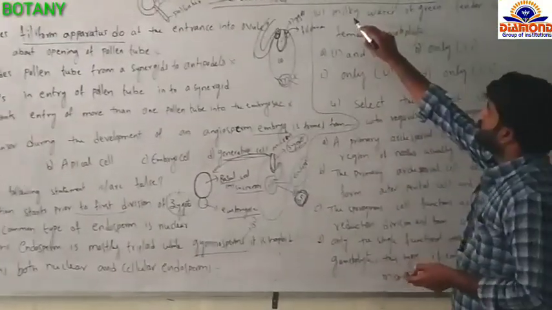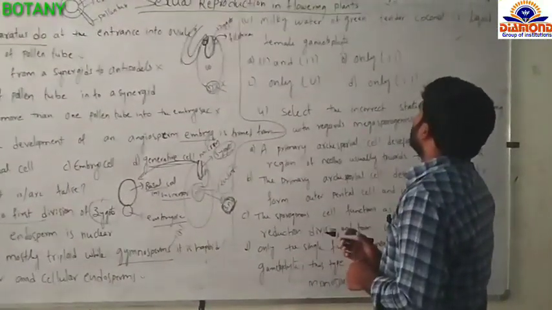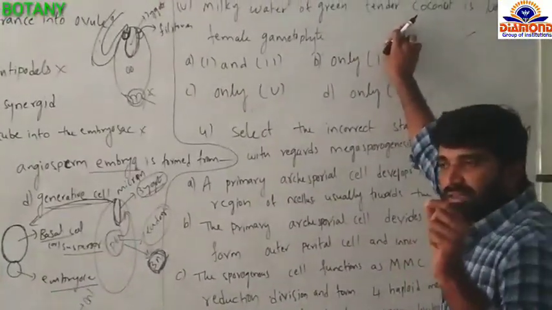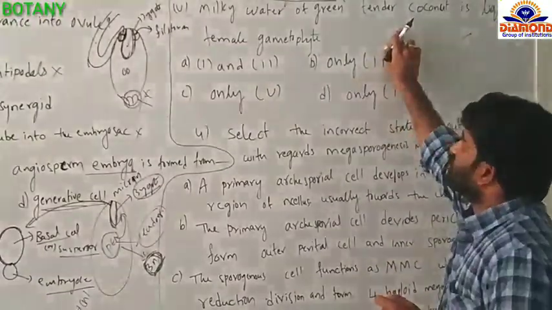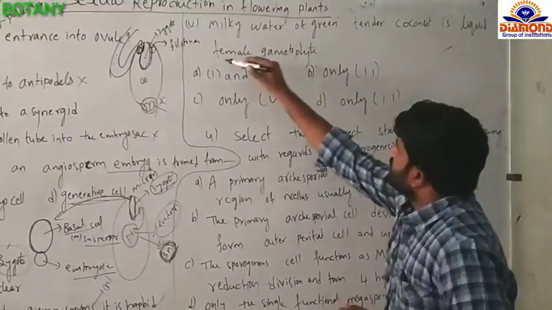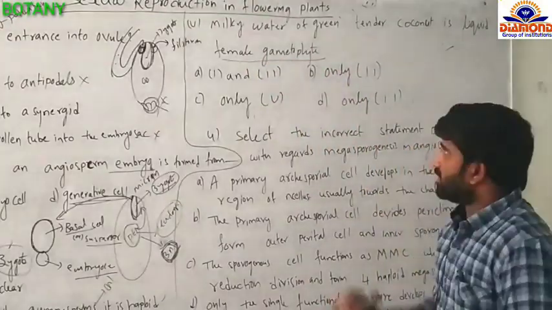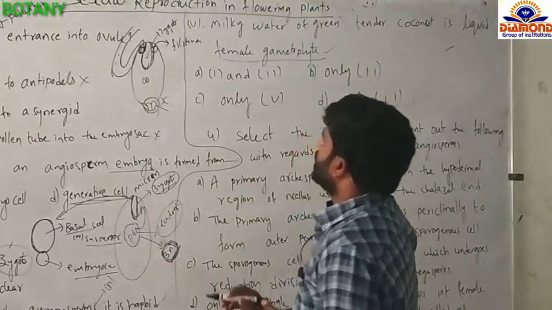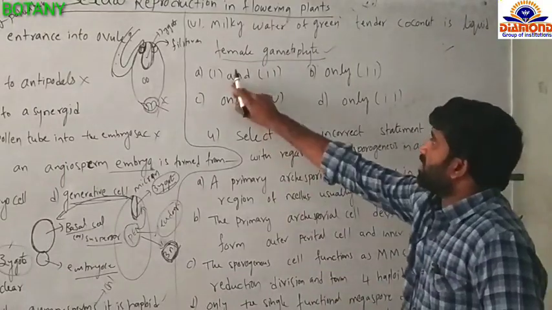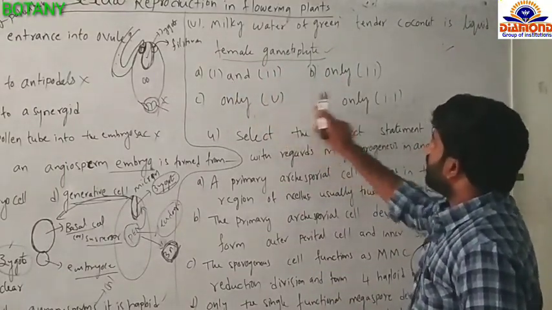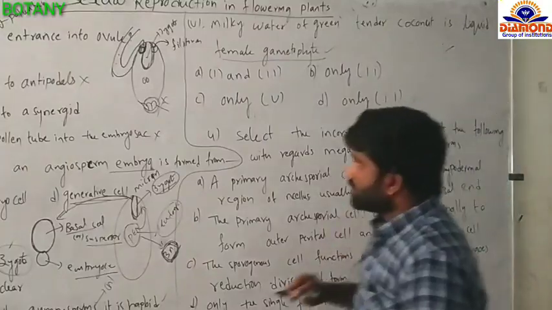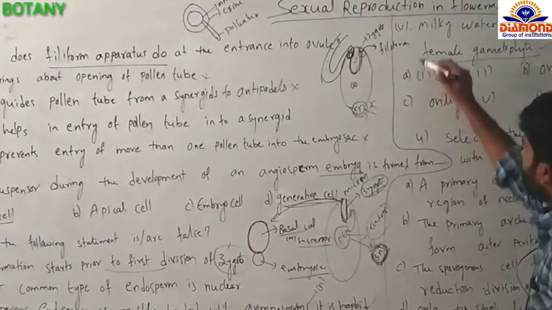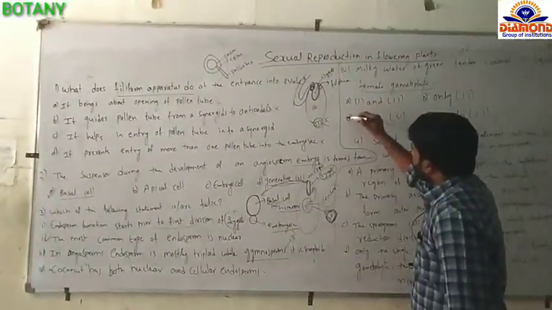And coming to the fifth option, the milky water of green tender coconut is a liquid. Yes, that liquid in the coconut is a nuclear endosperm. It is not a female gametophyte, it is endosperm. So option 5 is an incorrect statement. Based on that, the options given are: 1 and 2 only, 2 only, 5 only, and 3 only. Here we have to choose the incorrect statement, which is the fifth statement. So the answer is a.